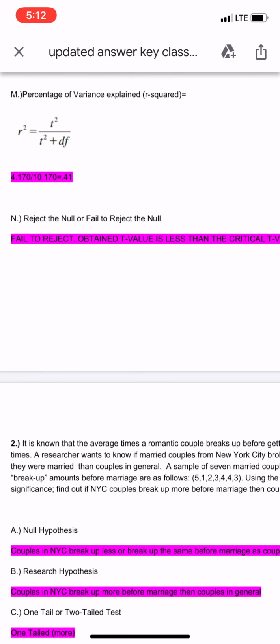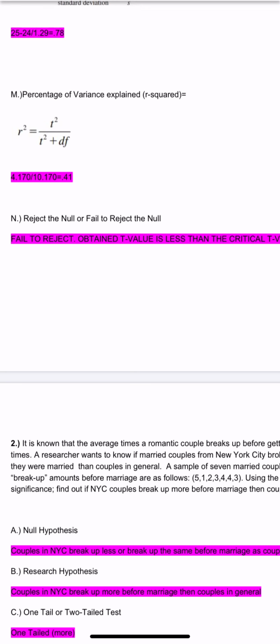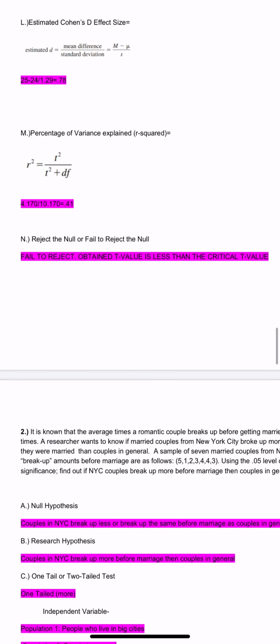Now, what are we going to do? Reject or fail to reject? We are going to fail to reject the null hypothesis because the obtained value is less than the critical value.